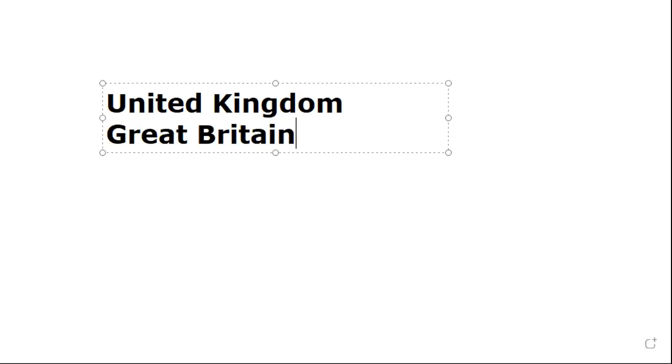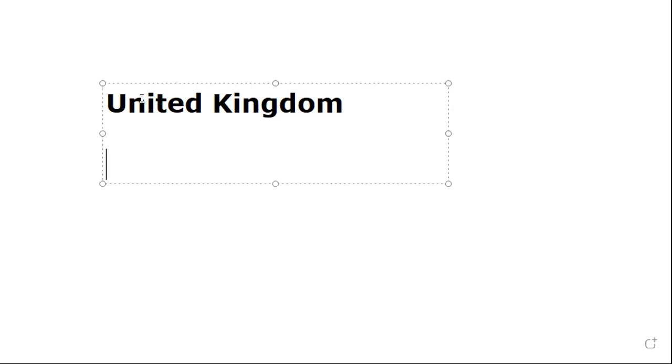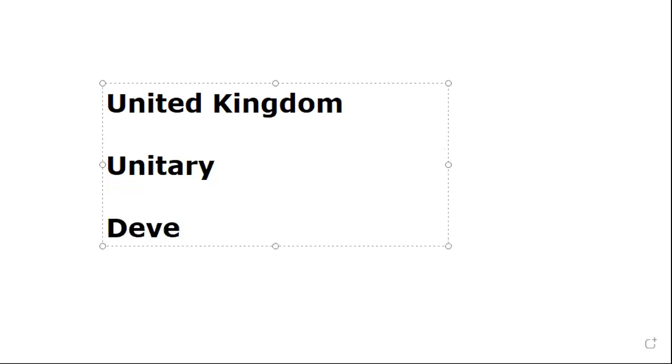In fact, the accurate way of saying this is United Kingdom, and I'll explain why that means. Great Britain is not entirely accurate, so United Kingdom is the accurate one, but you won't lose marks for writing Great Britain in the exam. So United Kingdom is a country that is unitary. Unitary means they don't share sovereign power, but of course they have applied devolution.